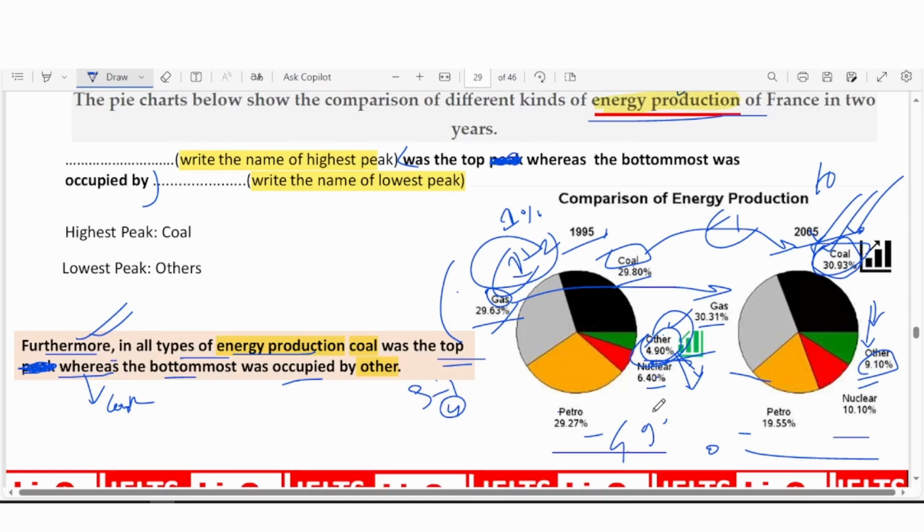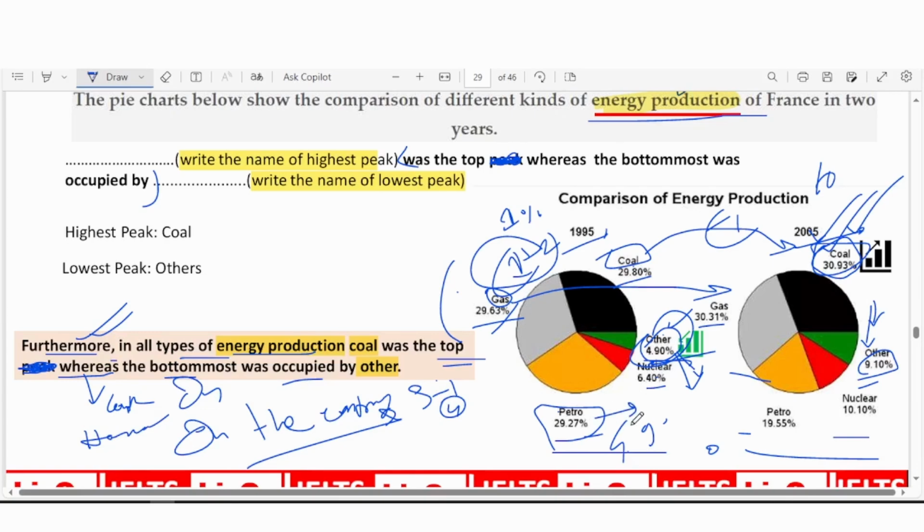Let's talk about petrol. So petrol, you want to use the connective now, on the contrary, because till now you were talking about just increasing. Right now you're going to talk about decreasing. So you must use this kind of connective: on the contrary, on the other hand, however. These are the connectives you want to use. What you can use, like petrol is the only energy that decreased enormously in 2005.